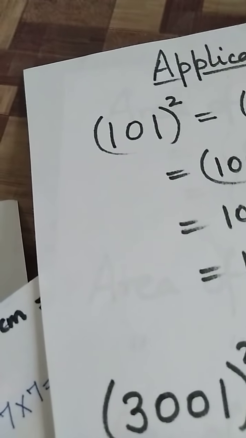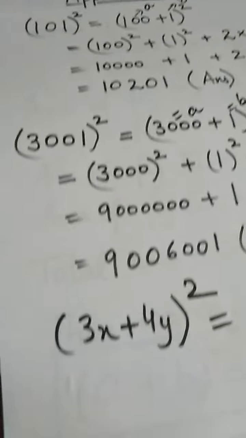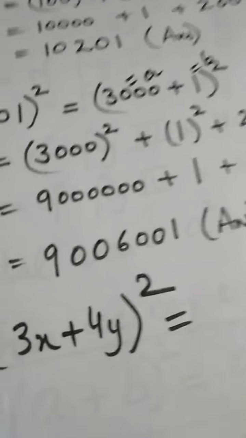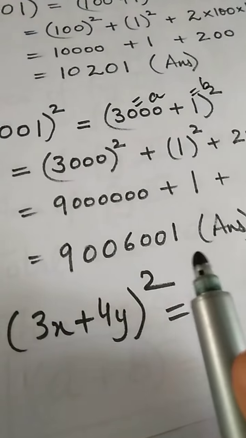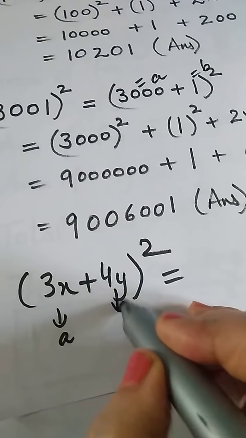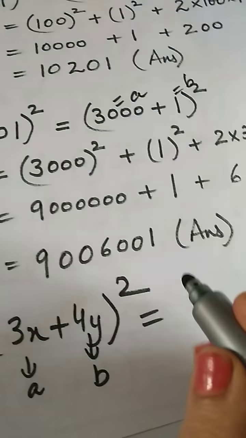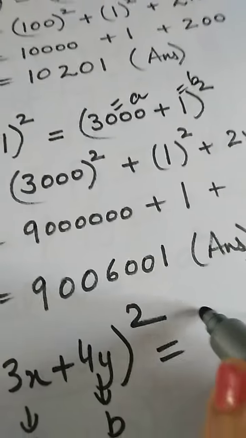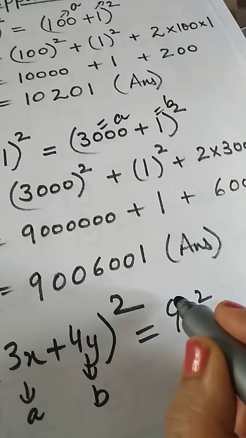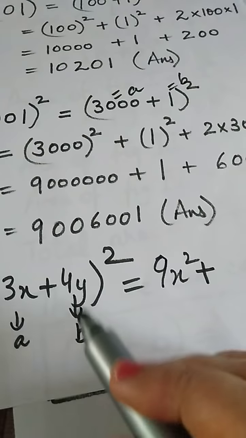Yes, there are many examples. Now suppose they give you: expand (3x plus 4y) the whole square. No need to go through that tedious process of (3x plus 4y) into (3x plus 4y). Just apply that formula. What is a here? a is 3x. What is b here? b is 4y. Now (a plus b) square: a square is 3x square, which is 9x square. Then plus the square of the second term, b square.